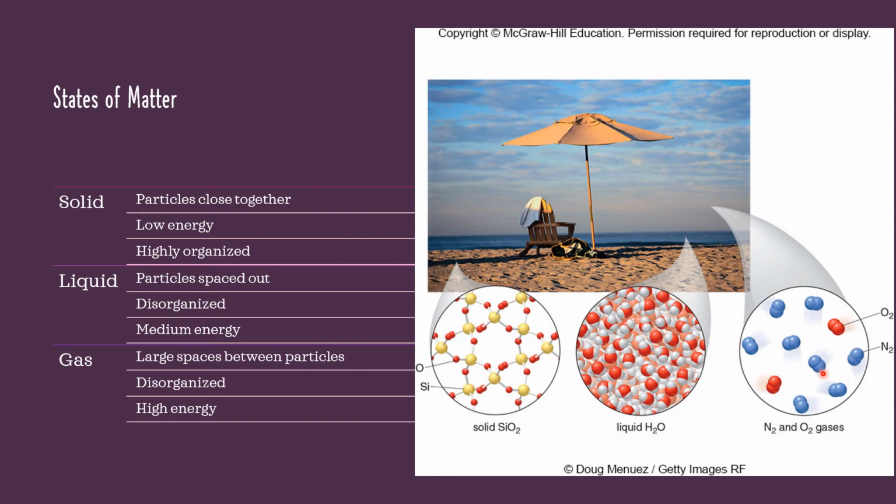In a gas, there are large spaces in between the particles, so you see that here there's lots of space in between the oxygen and nitrogen that's in this particular picture. The molecules are highly disorganized, so it's chaos. There's no rhyme or reason to where you find the molecules in space, and they are high energy. They vibrate, they move around really fast in space, they bump into each other, they bounce off of each other. Gases are moving around really quickly.